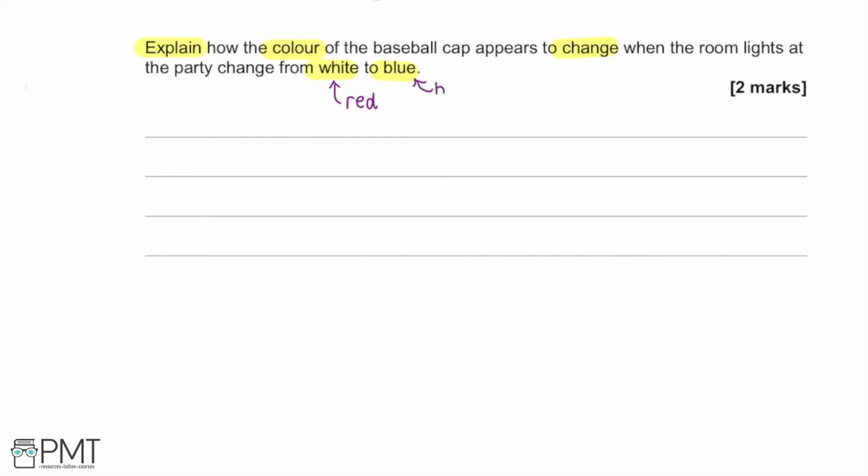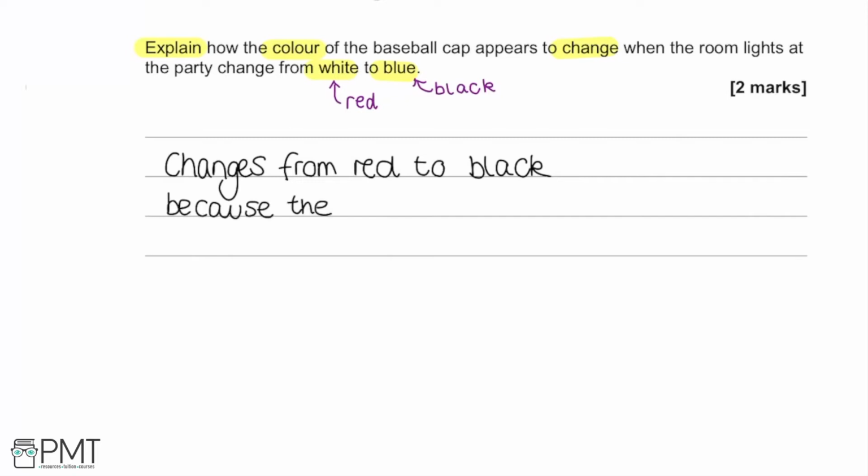It's going to absorb all of this blue light. There's going to be an absence of wavelengths of visible light that are reflected, so it's just going to appear black. And basically that's how we get the 2 marks. So the first one for saying that it changes from the red to the black, and then the second one for either saying because the cap absorbs all of the blue light, or by saying that the cap does not reflect any of the blue light.